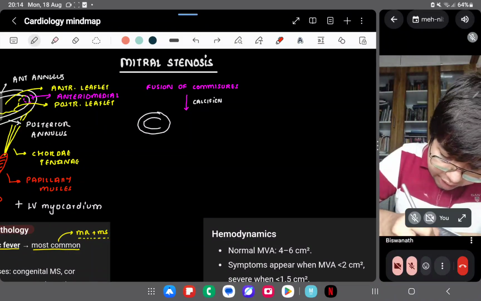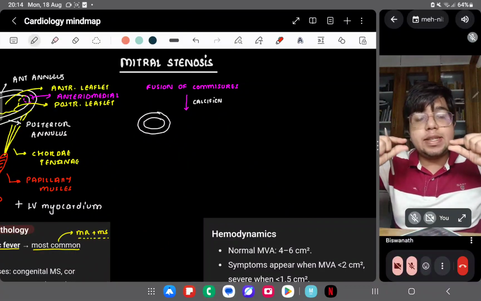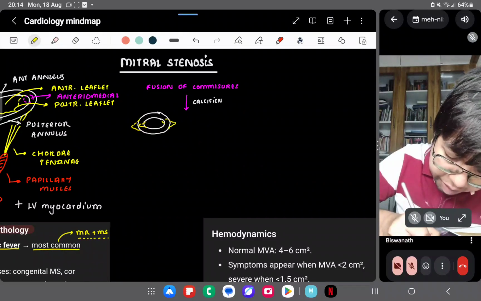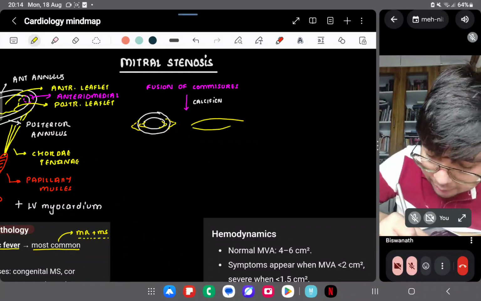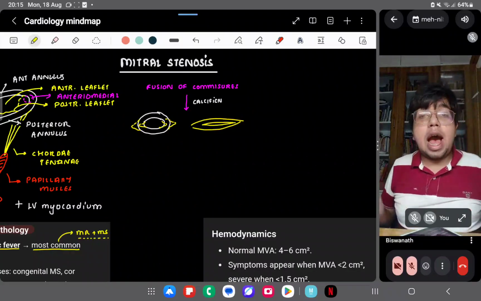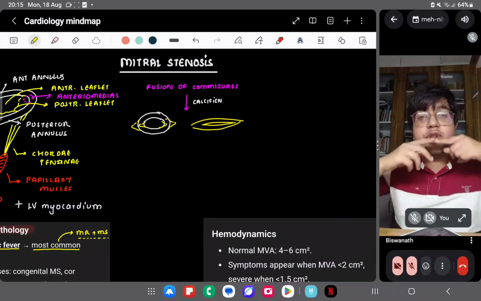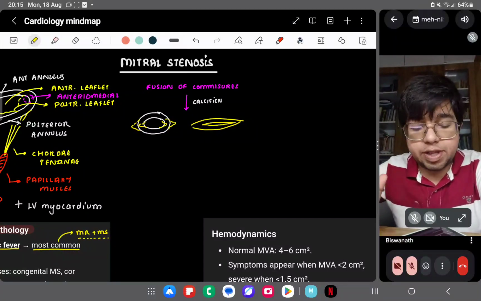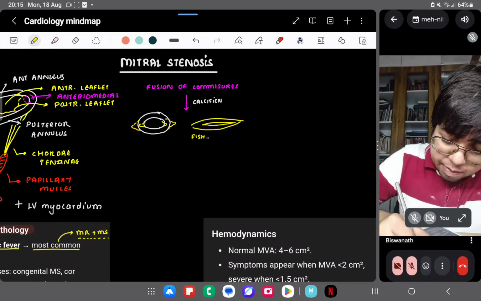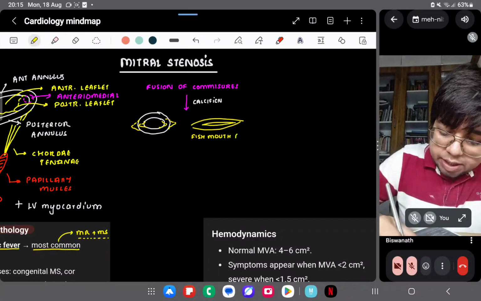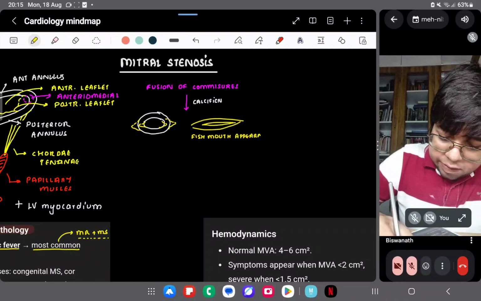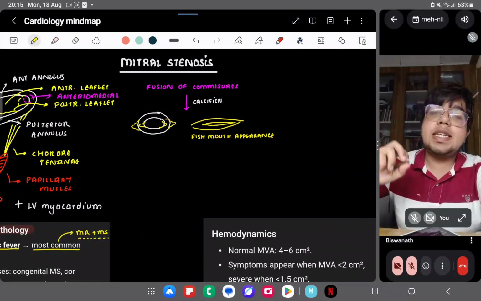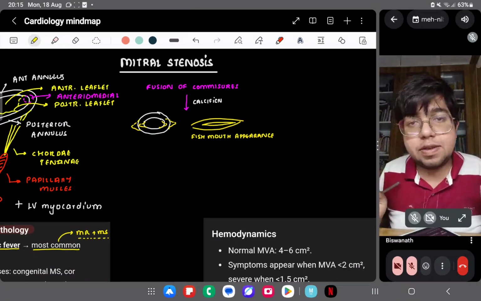Not like this specifically, like this. If they are fused from the ends, let's say from here and here, what kind of appearance are they making? Are you reminded of that fish with the flat mouth? So we have a classical fish mouth appearance, or fish mouth deformity, associated with it. So commissure fusion is the thing.